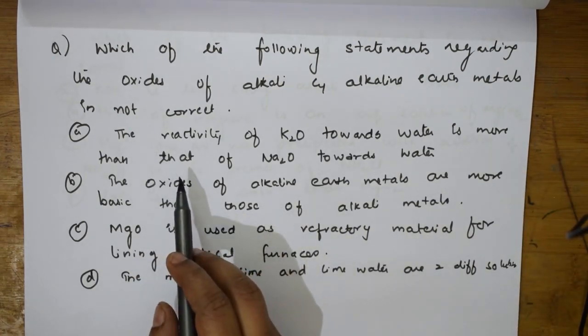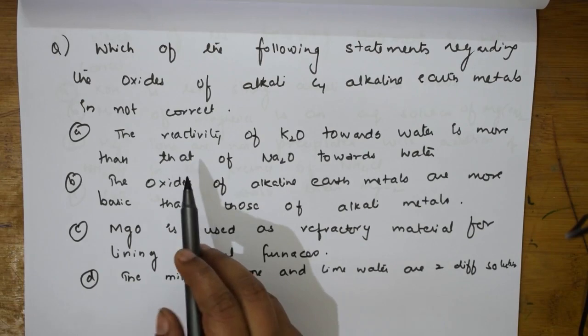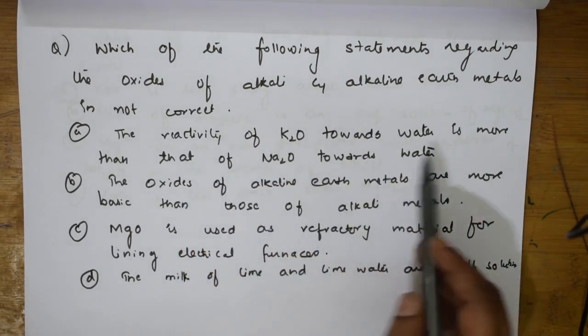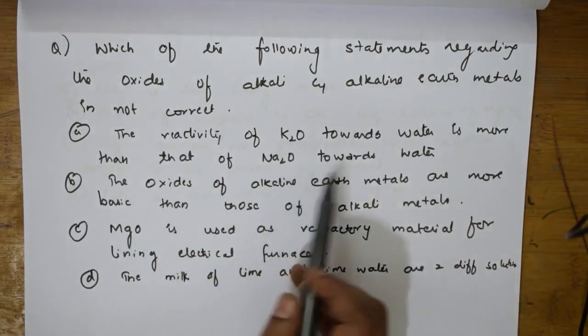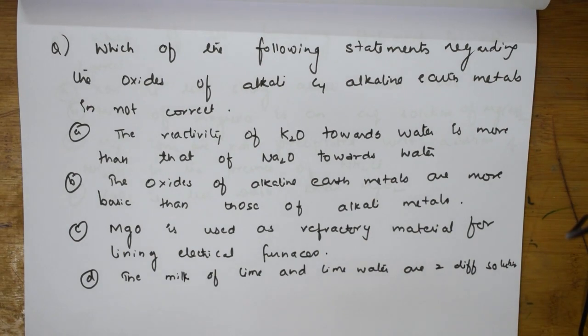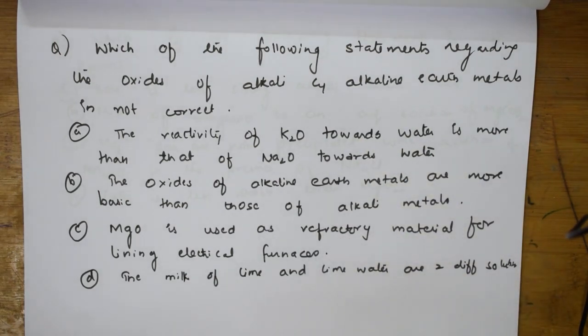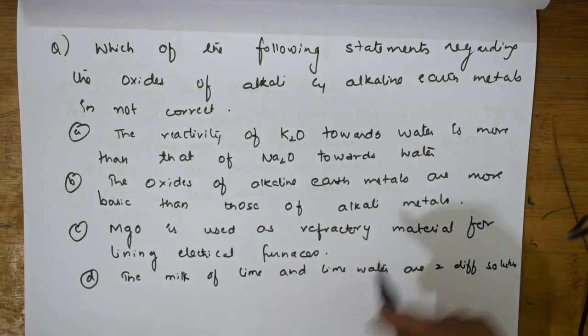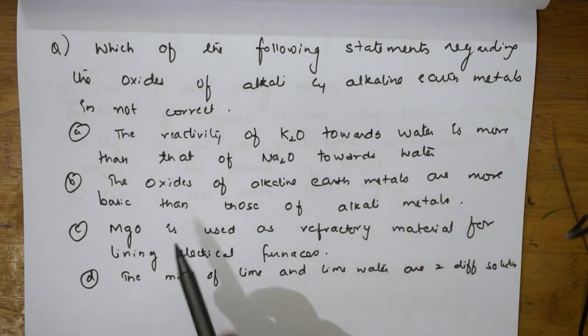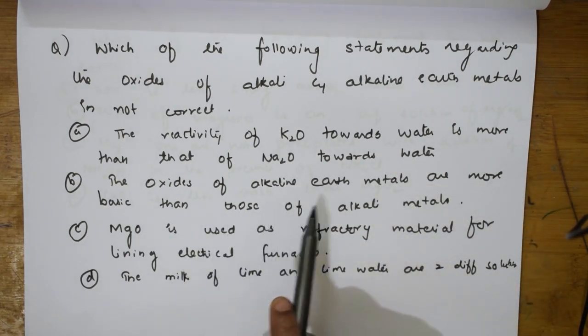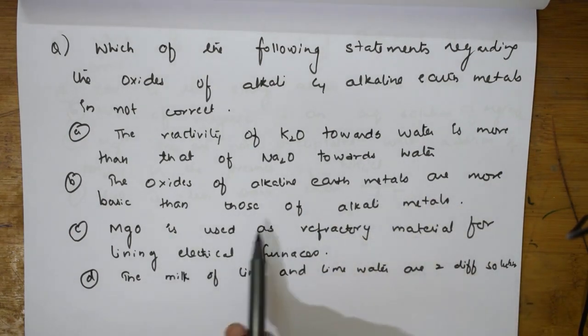First of all, the first statement: the reactivity of K2O towards water is more than Na2O towards water. Okay, right. When I told you the oxides, this is an oxide concept also. I've told you the same. So the reactivity of K2O towards water is more than that of Na2O. Yes, that is obviously 100% right. Next one, the oxides of alkaline earth metals are more basic than those of alkali metals. This is wrong, isn't it?